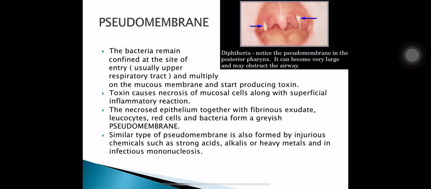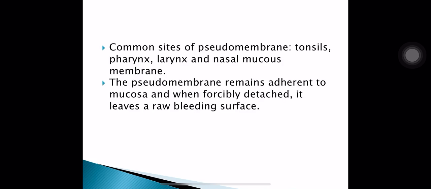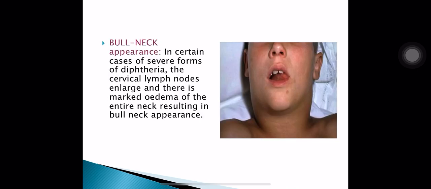The toxin causes necrosis of mucosal cells along with a superficial inflammatory reaction, and this collection of dead cells forms a pseudomembrane. Common sites of pseudomembrane are tonsils, pharynx, larynx and nasal mucous membrane. The pseudomembrane remains adherent to the mucosa and is very difficult to remove. When it is removed, it leads to a raw bleeding surface.